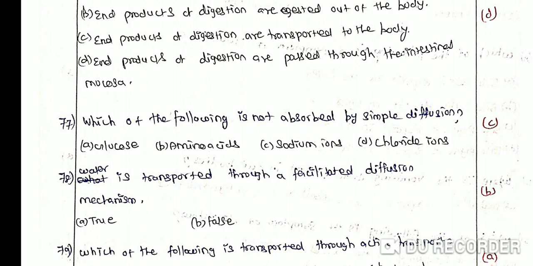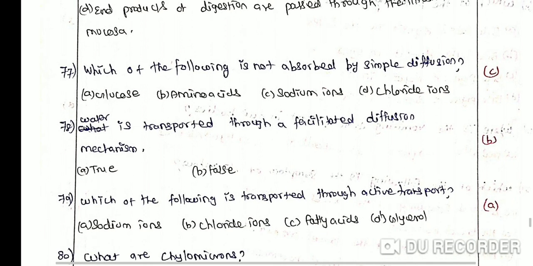Sodium ions are not absorbed by simple diffusion. Glucose, amino acids and some electrolytes like chloride ions are generally absorbed by simple diffusion. The rate of passage of these ions depends upon the concentration gradients. Water is transported through a facilitated diffusion mechanism. True or false? The correct answer is option B, false.